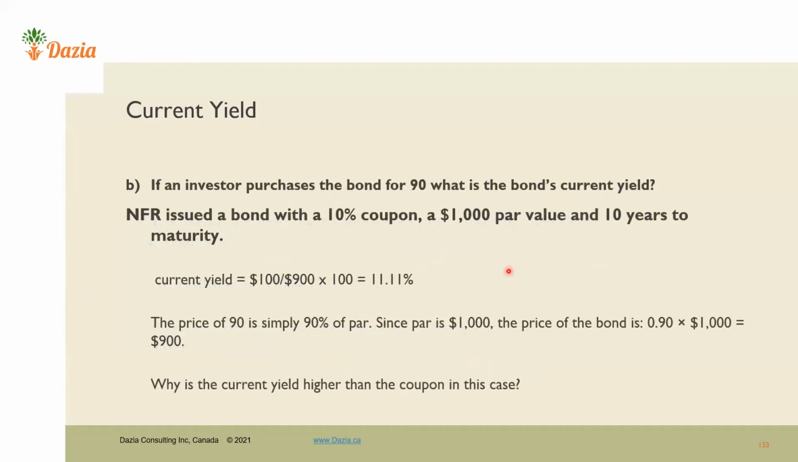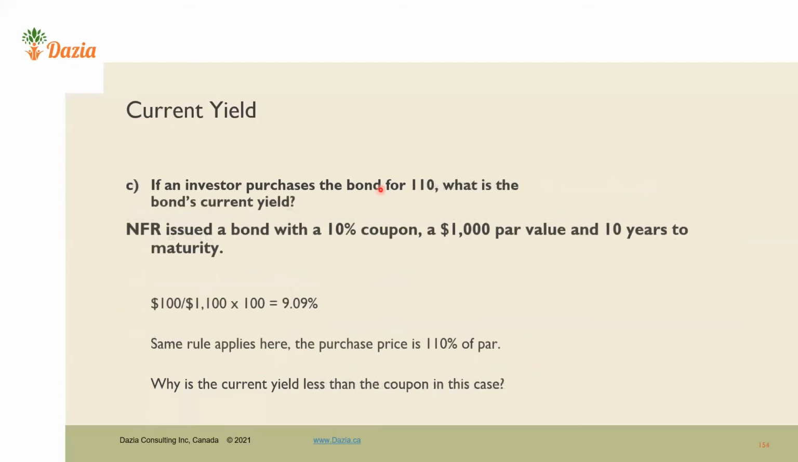Now, if you buy it cheaper, for 900, simply 100 divided by, we're not going to do divided by 1,000, we're going to do divided by 900. Times 100 will give you 11.11%. So now your current yield is a little higher than the coupon of 10%. It's good because you bought the bond at a cheaper price.